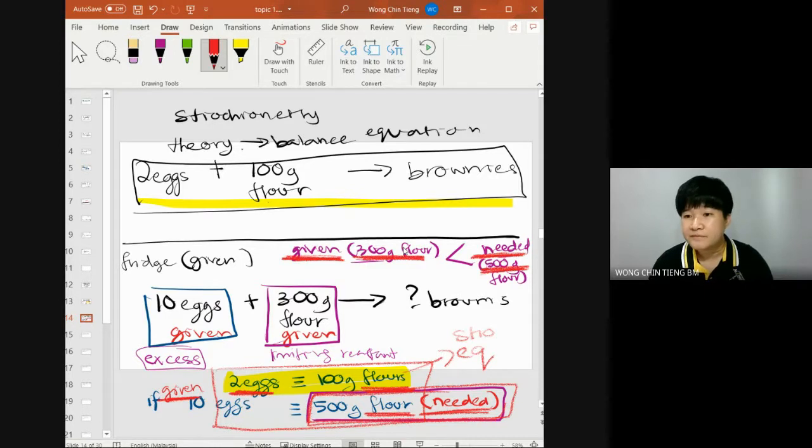Okay? Dan tak kisah yang kamu jumpa kat sini limiting atau excess. Kalau dia adalah limiting, kawan seorang lagi excess. Kalau dia adalah excess, kawan tu adalah straight away limiting. Make sense? Okay. So far, happy? Concept of limiting. Siapa habis dulu, dia limiting lah.